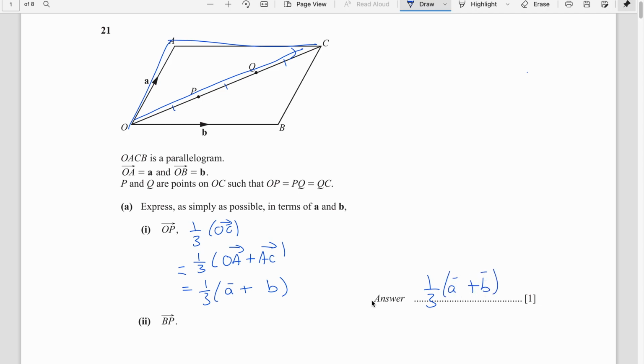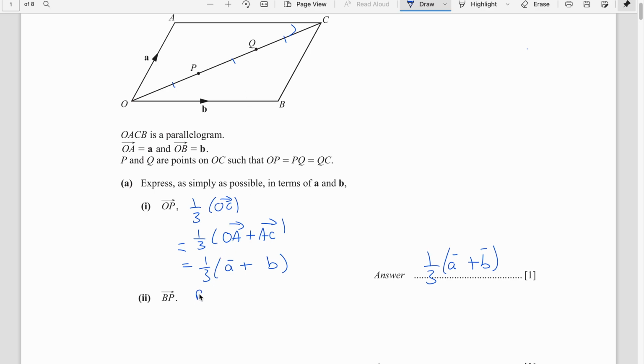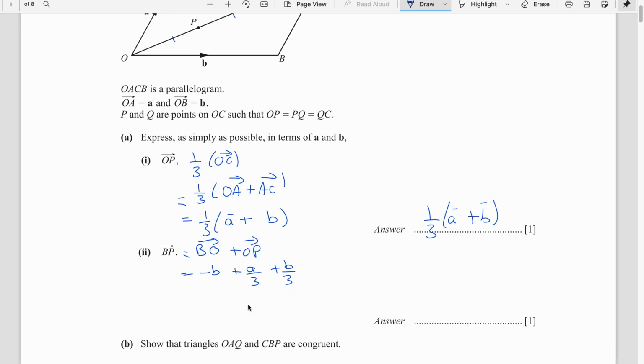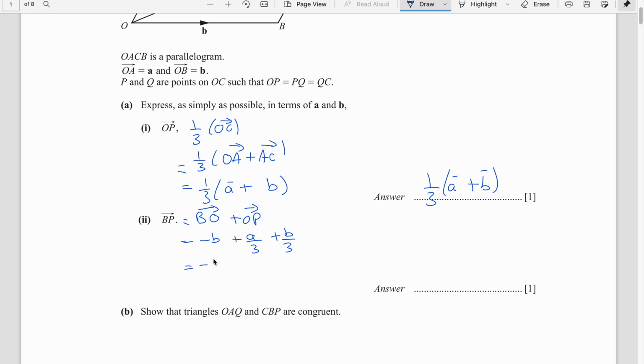You have to highlight the vector with this dash. I'll just skip this part for now. So BP, second part is solve for BP. So we start at B, BO plus OP. Now we see BO is minus B and OP is already there, which is A/3 plus B/3. Rearrange and solve. So minus B plus B/3 plus A/3, and you get minus 2/3 B plus A/3.